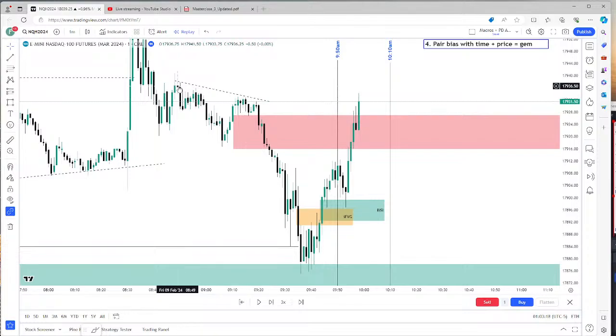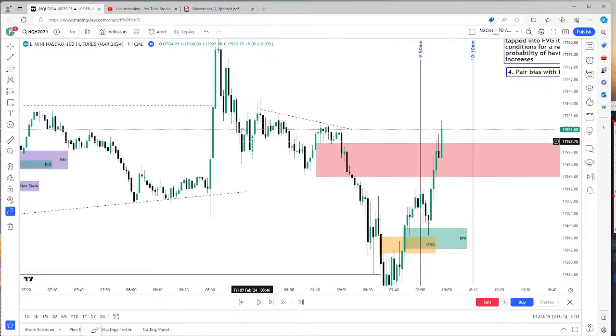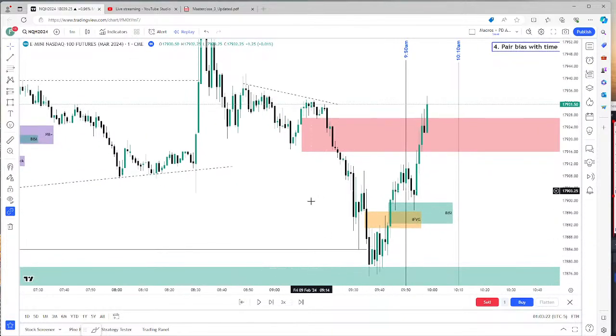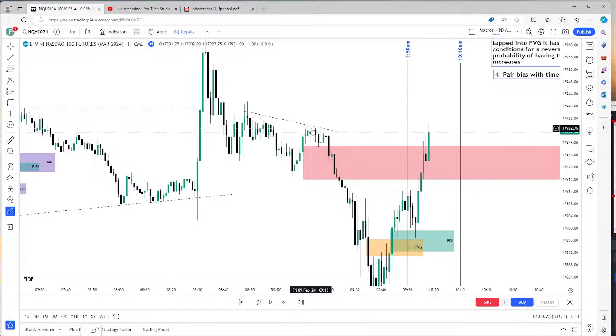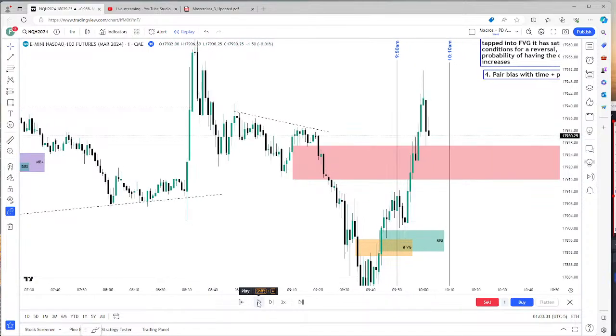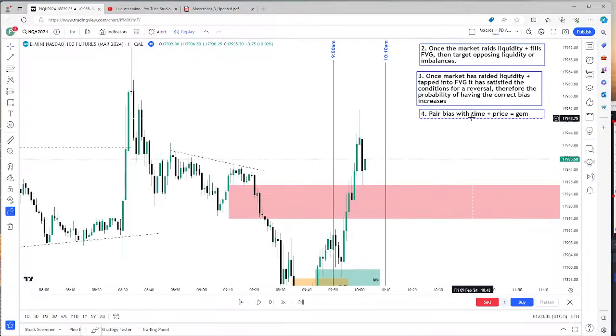This is liquidity. Stop loss, stop loss, stop loss. If you're going short here and you're holding onto a runner, your stop loss goes above there. That's what would happen, right? This is also trend line liquidity. So we're targeting these stop losses. Let's just continue that out for a little bit. And what happens? We take out that liquidity, right? So this point here is pairing bias with time and price.